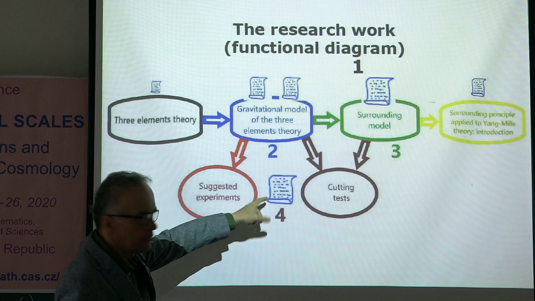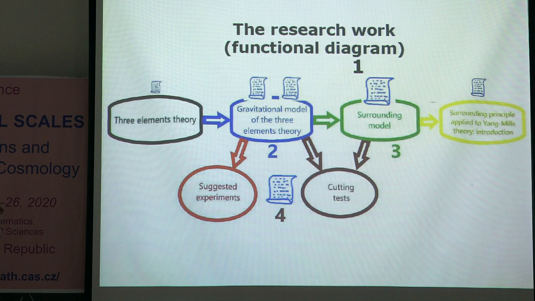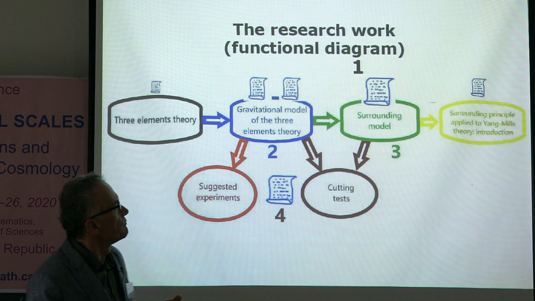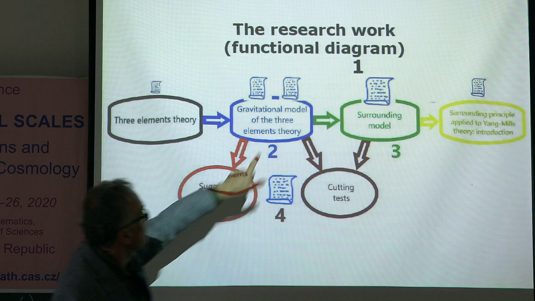It is based on this one, which has to be completed, I must say. We go into this in detail. There is remaining work here, but nevertheless, I'm quite confident about the results. This is the surrounding model.